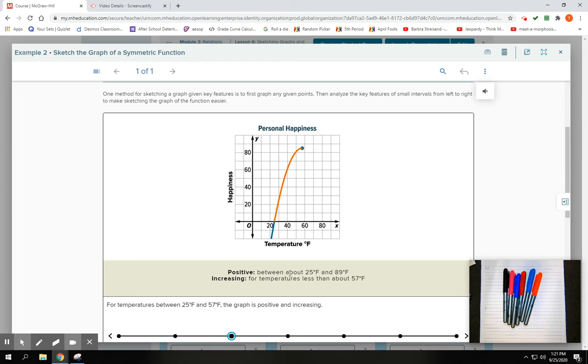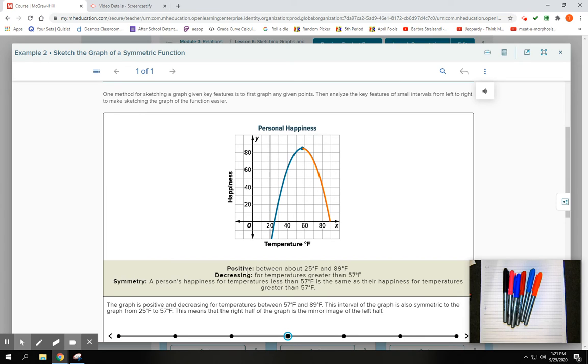We know that it's positive between 25 and 89, and it's increasing for temperatures less than 57. So for temperatures between 25 and 57, the graph is positive and increasing. So we're starting here at the x-axis and we're going up towards our dot. It's positive between 25 and 89, which we stated earlier. It's decreasing for temperatures greater than 57, so we know we have to come back down to 89.